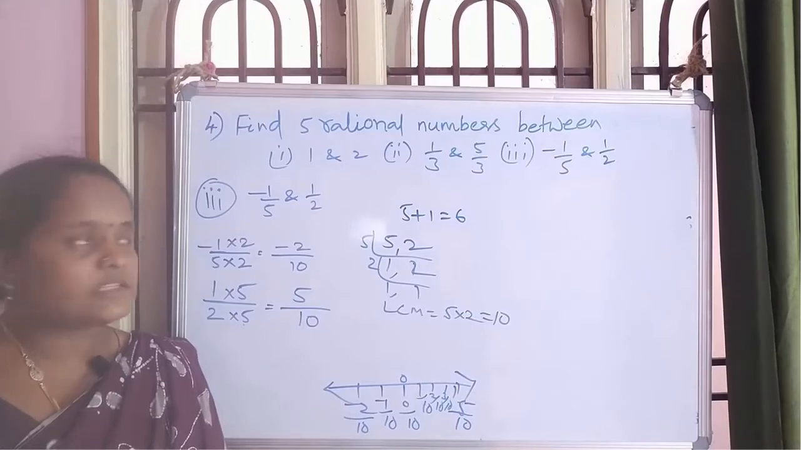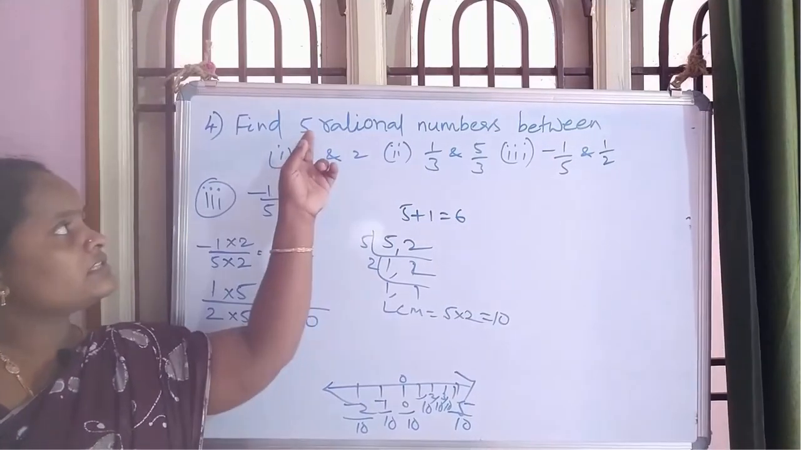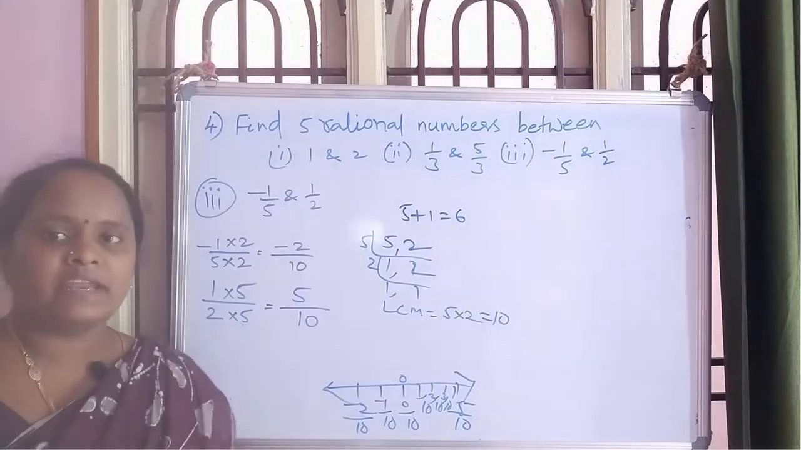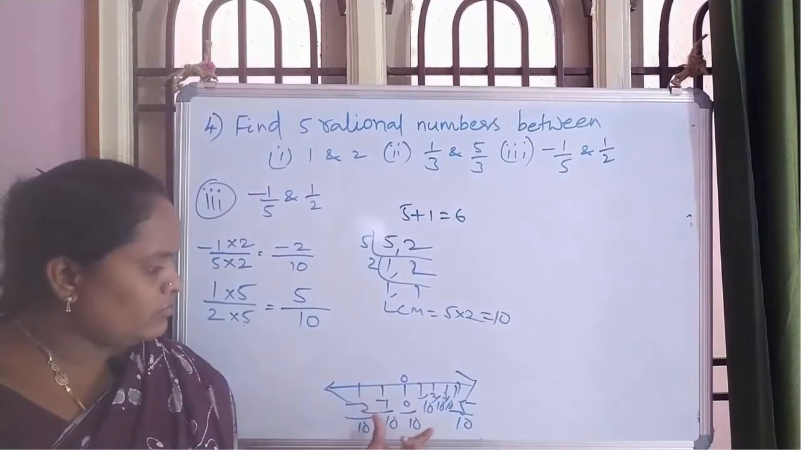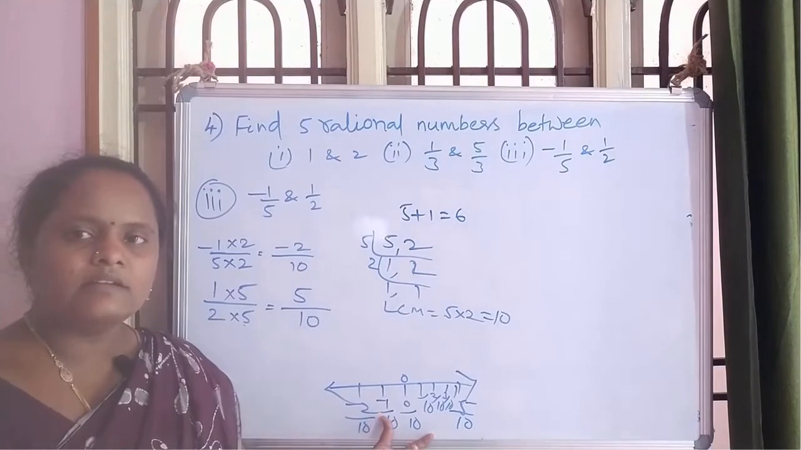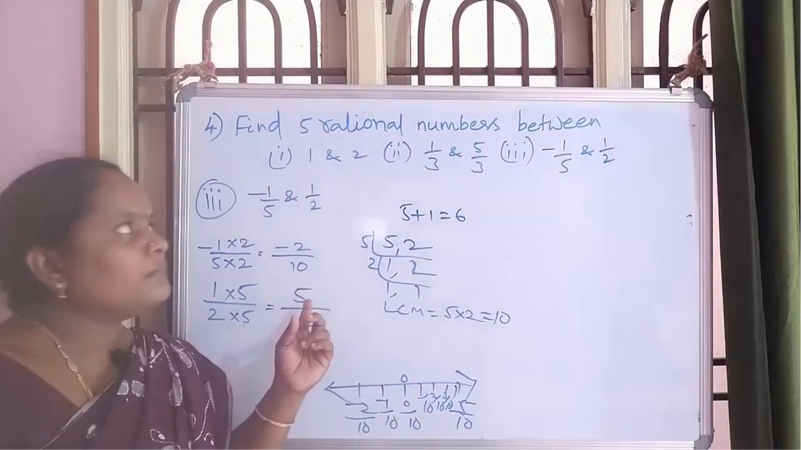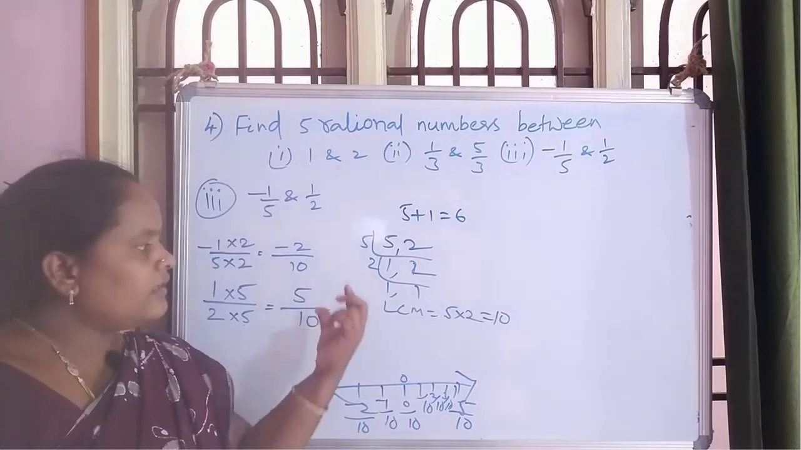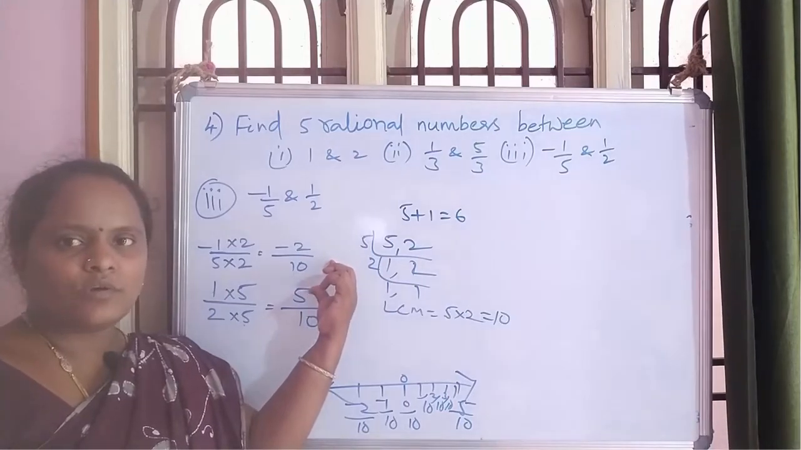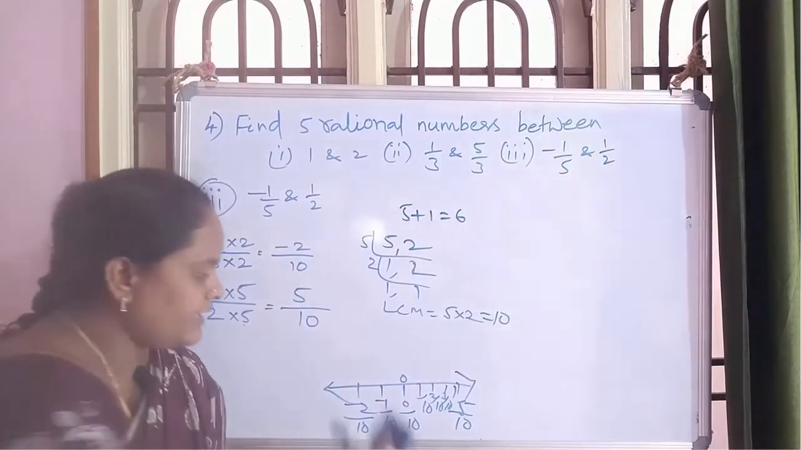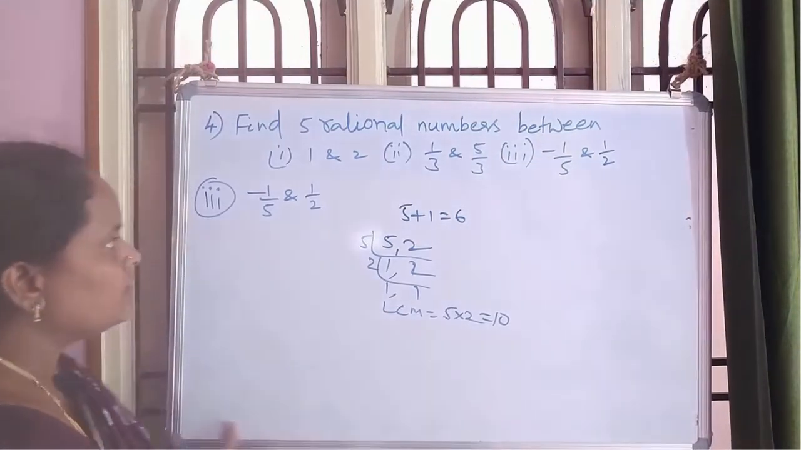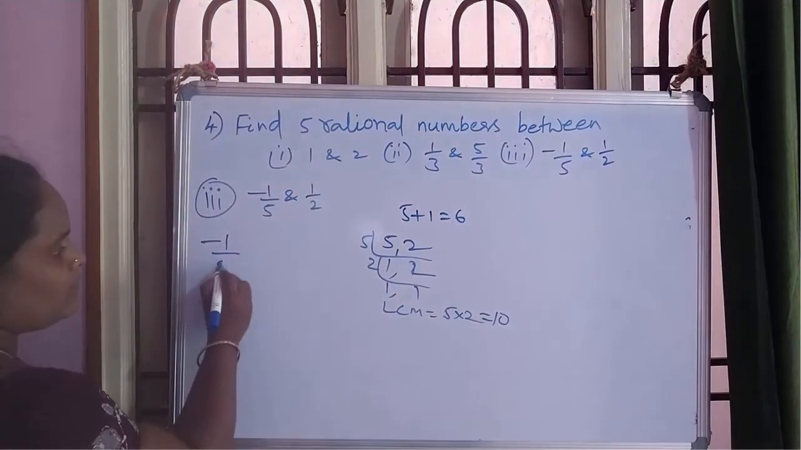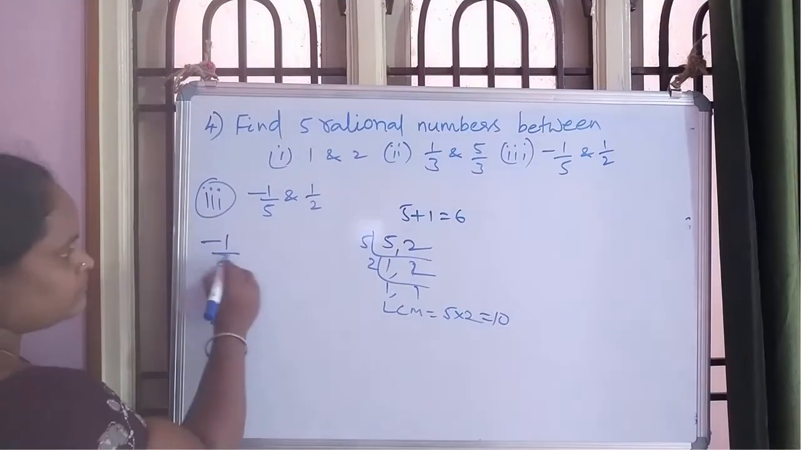But just imagine, instead of 5 rational numbers, if 10 rational numbers are asked in between minus 1 by 5 and 1 by 2. Here only we have 6, but I can't write 10. So in this case, sometimes depend on the question, we won't get the rational numbers in between these. So this step also is not enough. So what I do is, I will take minus 1 by 5, 1 by 2.